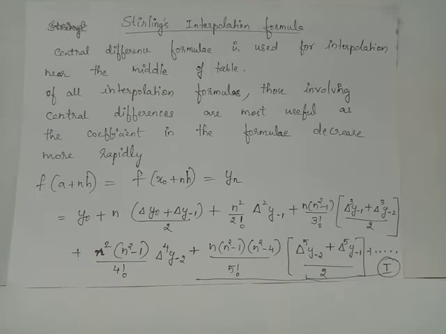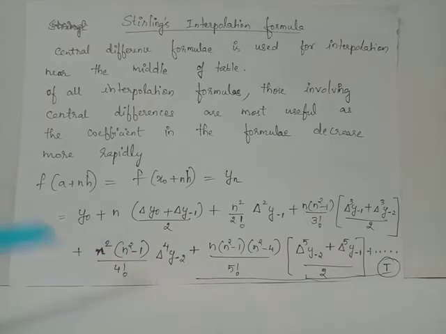Let us discuss derivatives of Stirling's formula. We have Stirling's formula as obtained in this equation, and here we will take the derivative on both sides with respect to variable n, because x naught and h are fixed. On differentiation we will have the LHS becoming f dash of a plus nh multiplied by h, and in the RHS we have the derivative of y naught with respect to n, which will be 0 because y naught is a constant.